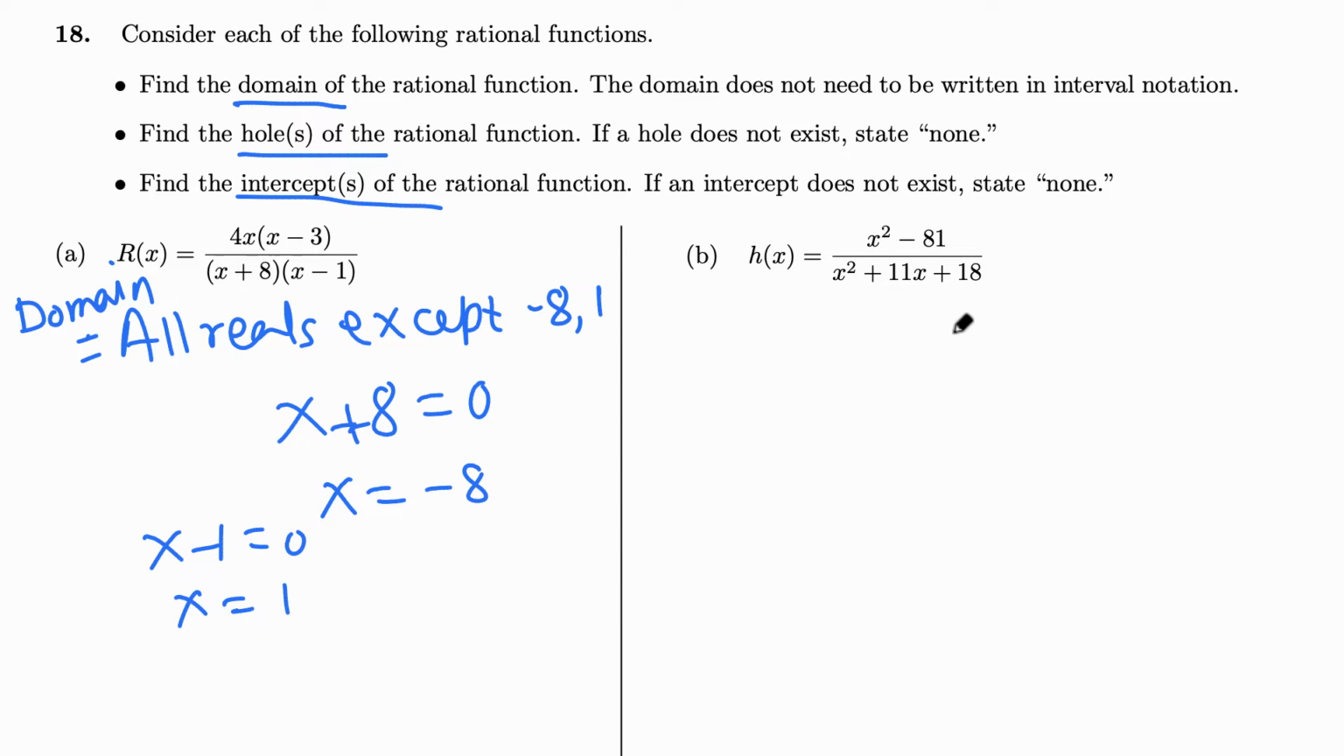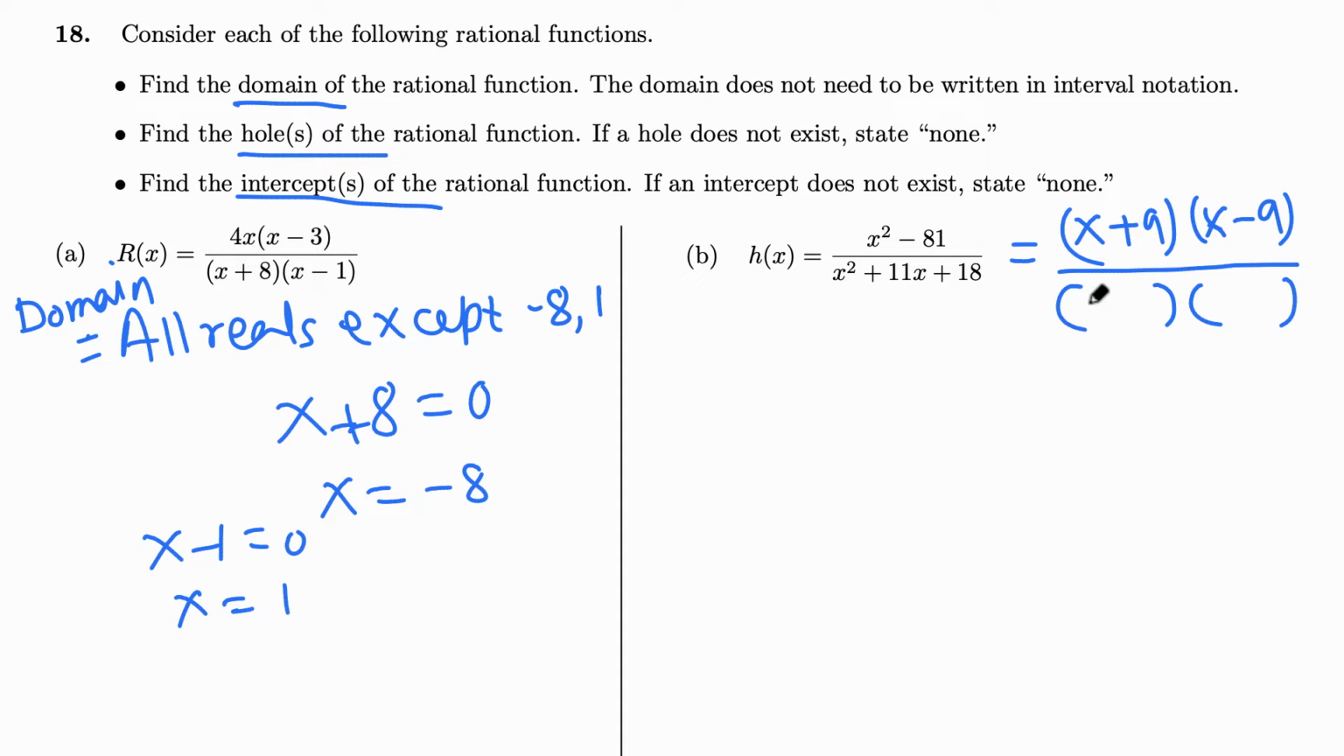In part B, we need to factor, then we can see what x values make the bottom 0. And the same way, let's factor the top. 81 is 9 squared, so x squared minus 9 squared is the difference of two squares. So that's x plus 9, x minus 9. The bottom is a quadratic trinomial, so if it factors, it will be a product of two binomials.